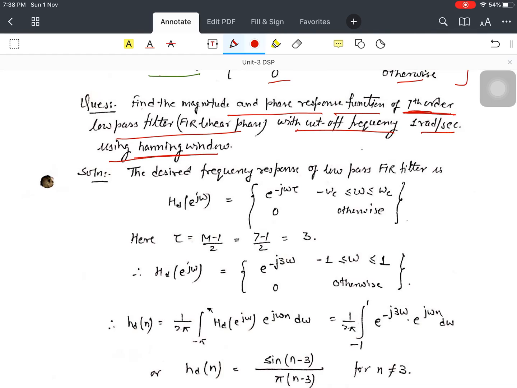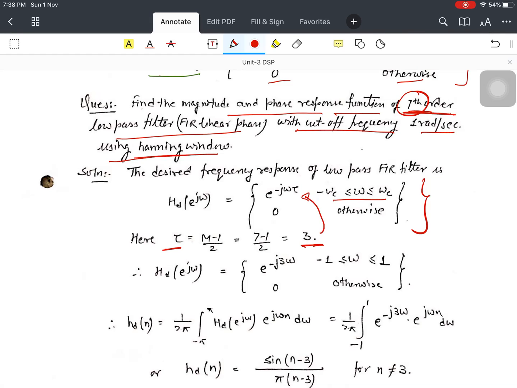We know the generalized function of the low pass filter response: H_d(e^{jω}) = e^{-jωτ} when ω lies between -ω_c and ω_c, otherwise 0. We can easily calculate τ, because τ = (M-1)/2, and the order of the filter is given as 7. So M will be 7, and we get τ equal to 3.